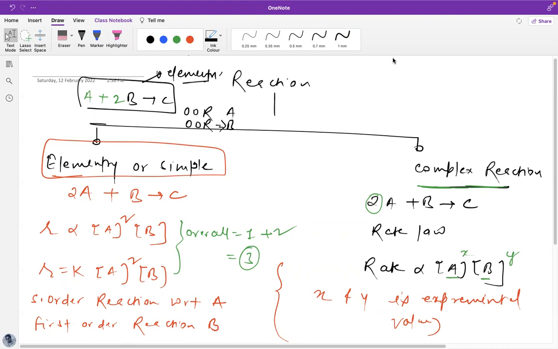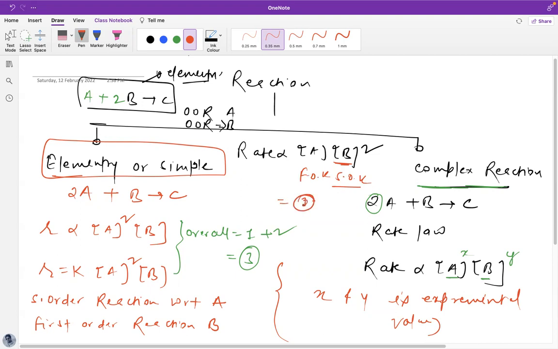First order with respect to A and second order with respect to B. Very good. First order with respect to A, because if you write the rate law for this reaction, it is directly proportional to A and B to the power 2. So B to the power 2 means second order for B, first order for A, overall third order.